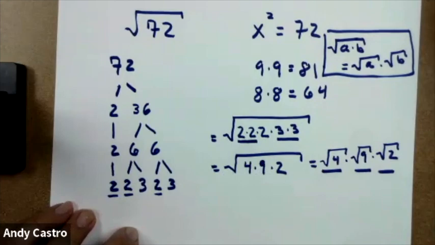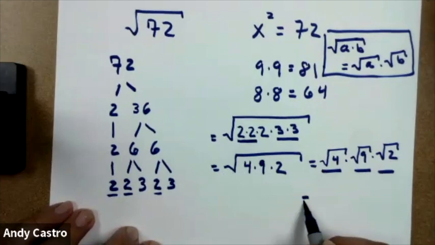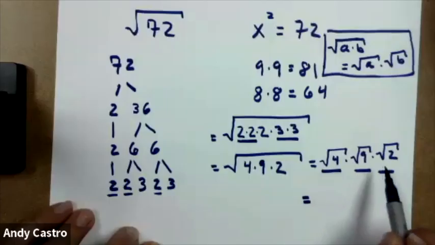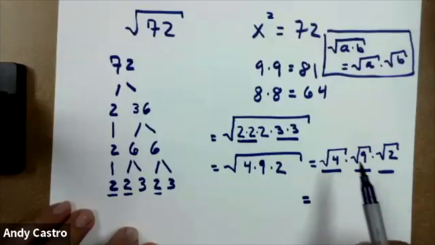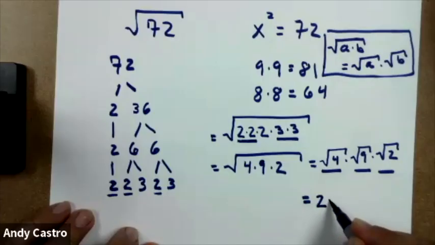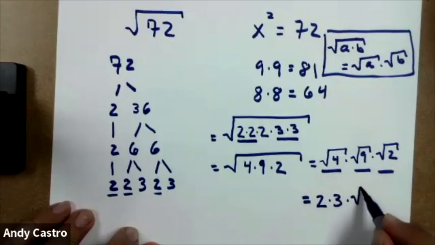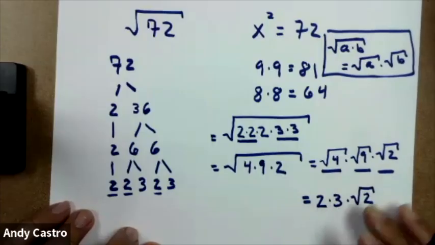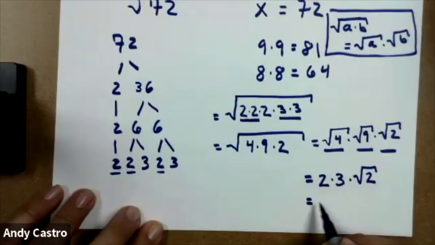Okay? All right. So now we've broken this down to where this is a little easier to work with. The square root of 4 is 2 times the square root of 9 is 3 times the square root of 2, we don't have a good number for that. We're just going to leave that as the square root of 2. Okay, 2 times 3 is 6, and then the square root of 2.